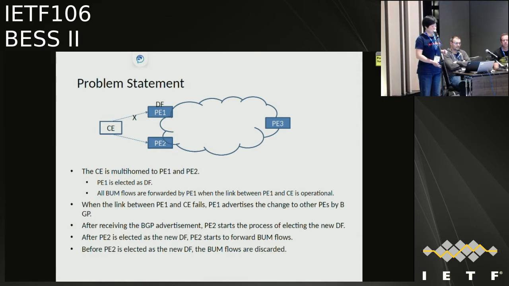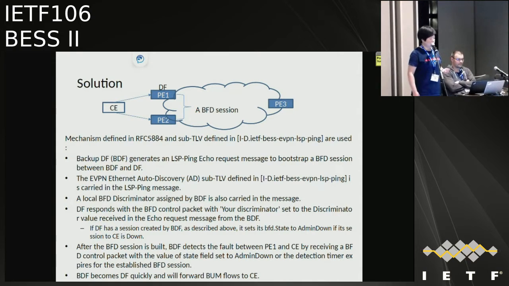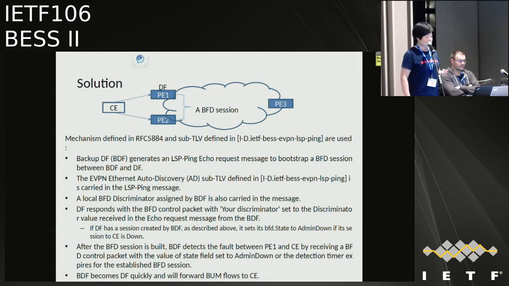So in order to reduce the BUM packet loss, we'd like to use the mechanism defined in RFC 5884. And we also use the sub-TLV defined in the existing working group draft, EVPN LSP ping, to build the session between the BDF and DF. The following is the procedure that can be used to build the BFD session between PE2 and PE1, which are the BDF and the DF in this figure. So PE2 will send the BFD request to the DF, and PE1 will acknowledge it and build the session between the two PEs. So PE2 will monitor the link between PE1 and CE.